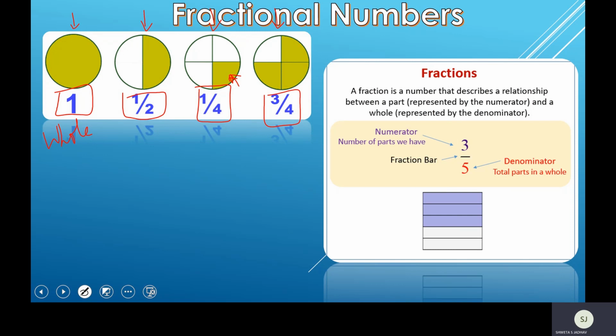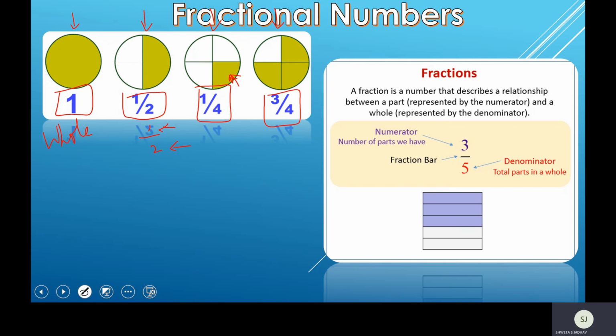The part we see in this figure is 1 by 2. Here, this 2 is called the denominator, which represents the whole, and this 1 represents the numerator, which is a part of the whole. So the numerator is the number of parts we have and the denominator is the total parts in a whole.